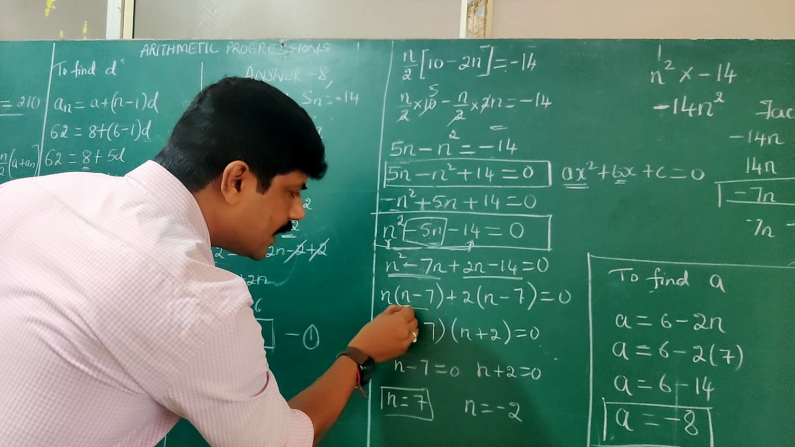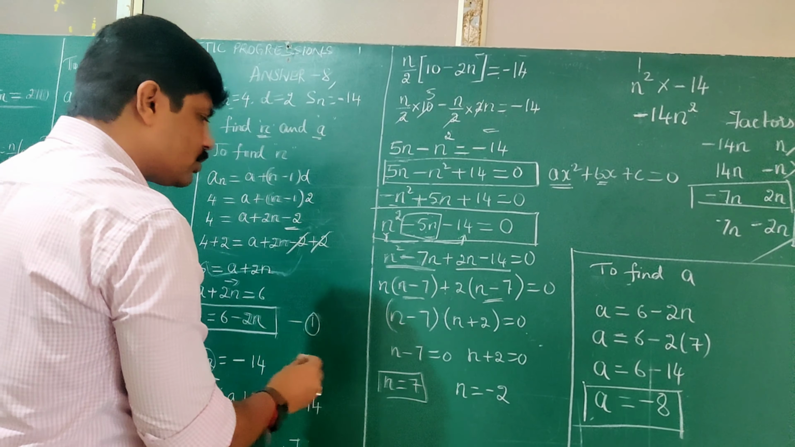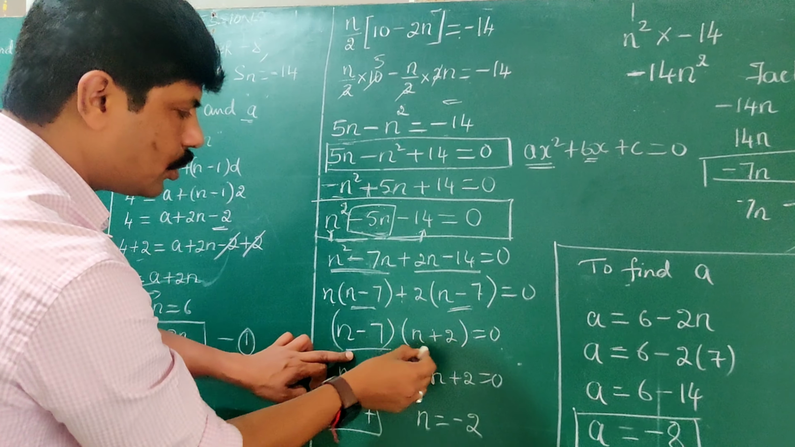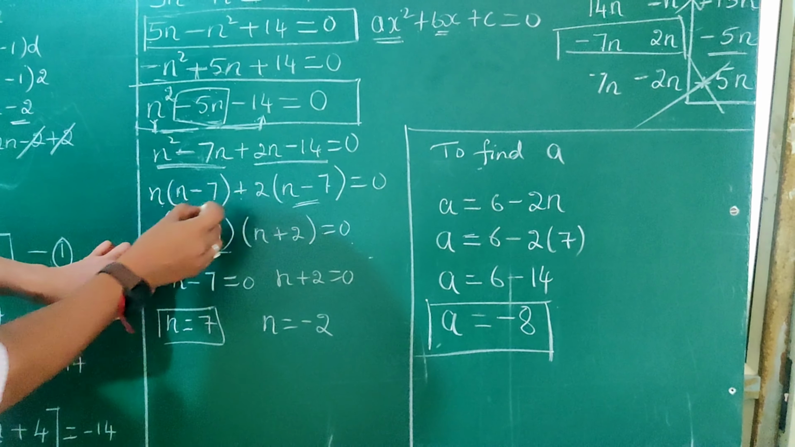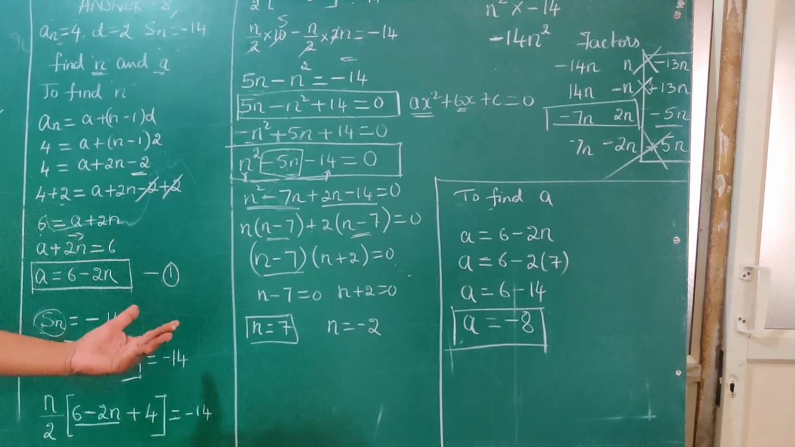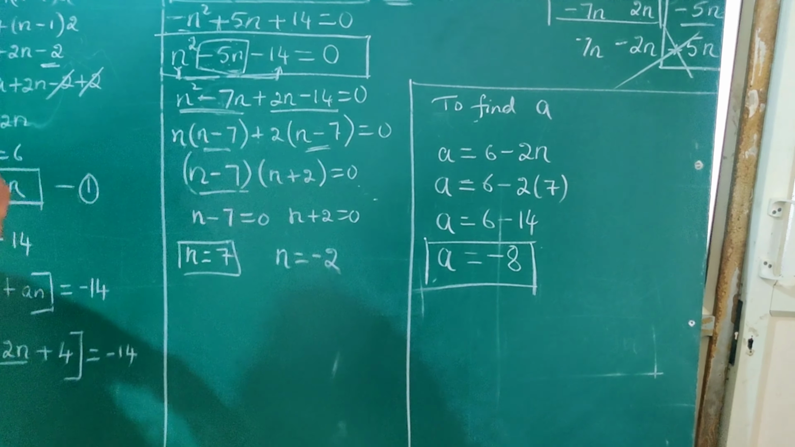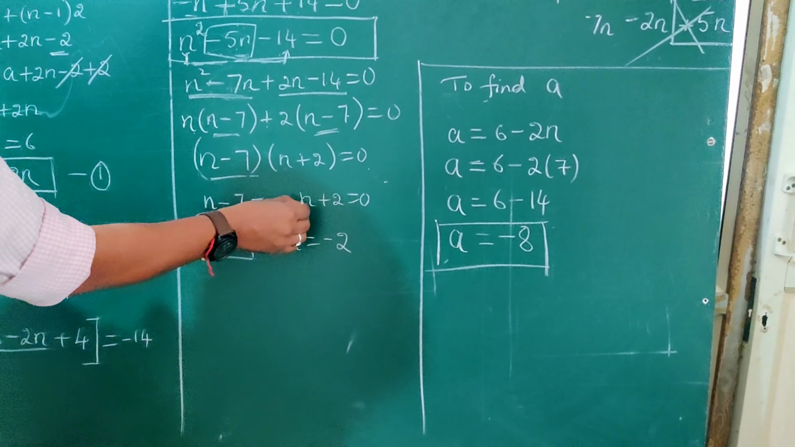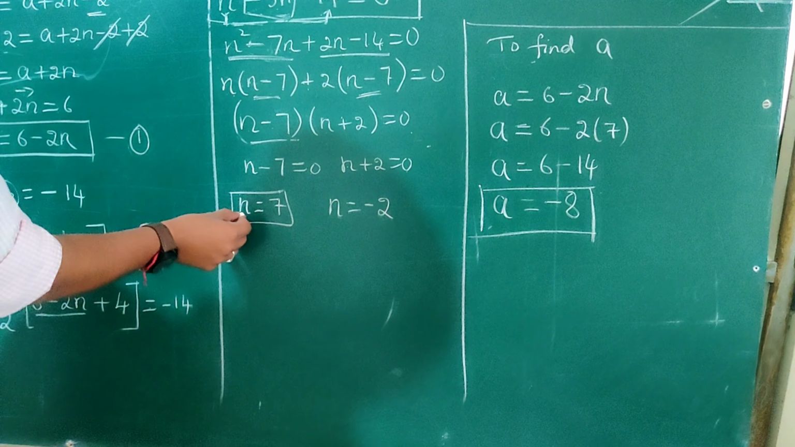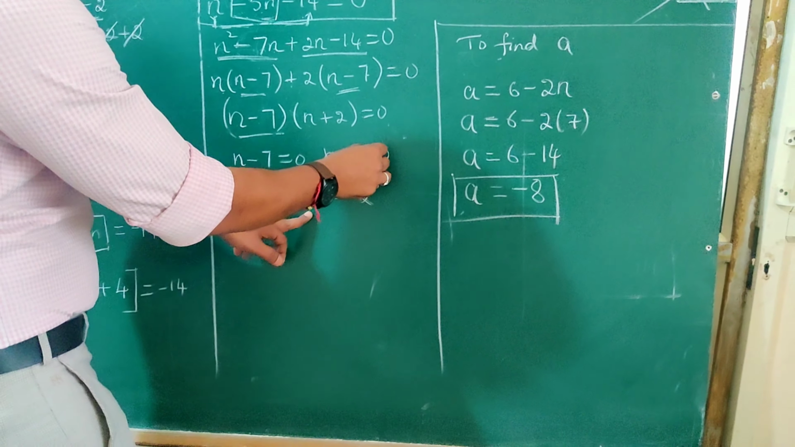Now you observe n minus 7 is common in both the cases, a common factor. You remove that, so that n minus 7 and n plus 2. After removing n minus 7 as common, n plus 2 remains, equals to 0. Now equate this n minus 7 and n plus 2 with 0. Thus it becomes n minus 7 equals 0, n plus 2 equals 0. Now after adding plus 7 on both sides, you will get n is equal to 7, and here n is equal to minus 2 after adding minus 2 on both sides.